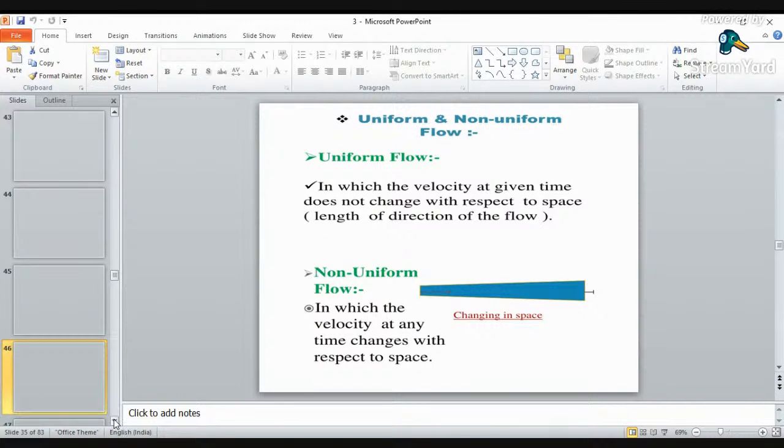Same for the uniform flow, but here your varying parameter is space. When your velocity, density, and pressure change with space, then your flow will be non-uniform flow. Okay, suppose the gradient of the channel changes, as you can see in the figure. So this will be considered as a non-uniform flow because it is changing with space. Space means a three-dimensional quantity. When these quantities do not change with space, then this will come under uniform flow.